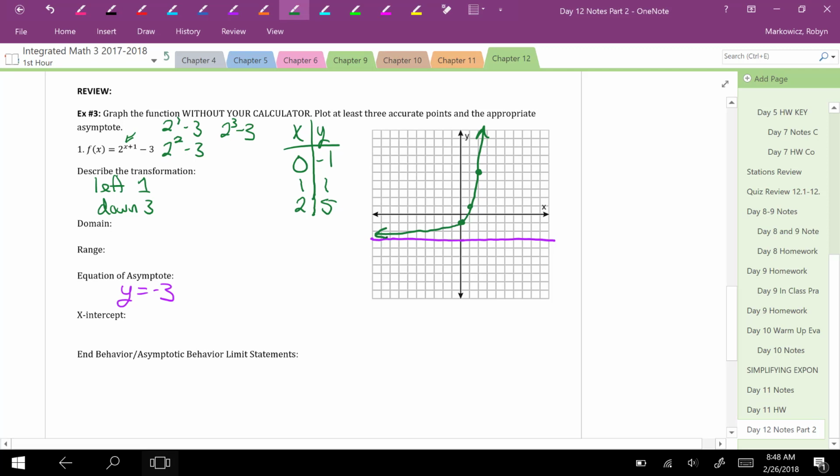All right, let's fill in our domain and range. What is the domain of exponential functions? All real numbers, -infinity to infinity. What's the range of this exponential? -3 to infinity. Do we include -3? No. We do have an intercept, but this should say y-intercept. So change that x-intercept to a y-intercept. What is the y-intercept? 0, -1.